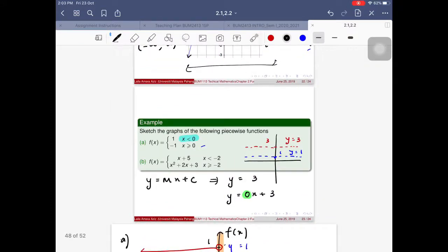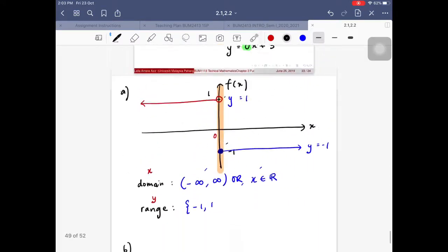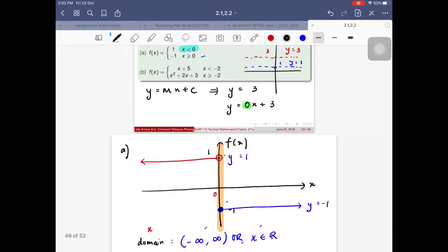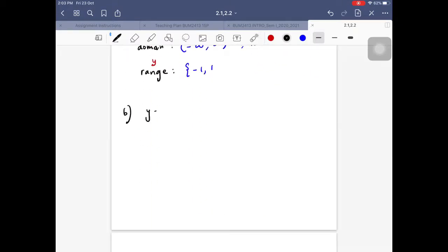Okay, let's have a look at B. So we have two functions. The first one is y equal x plus 5, and we can do that side by side. This is simply a linear function.